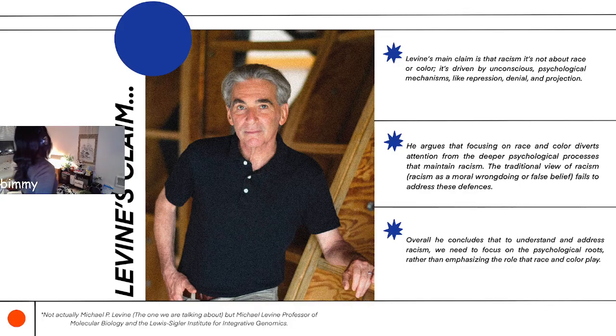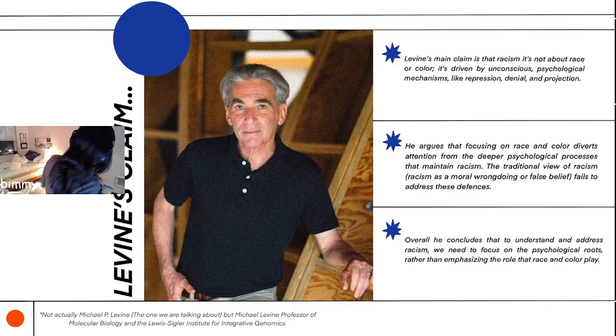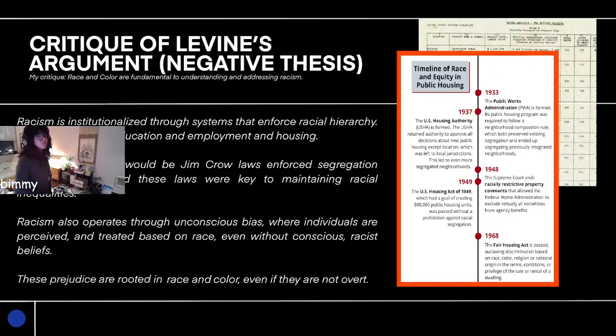Now, on to the good part. My argument. Critique of Levine's argument. Negative thesis. My critique: race and color are fundamental to understanding and addressing racism. Racism is institutionalized.